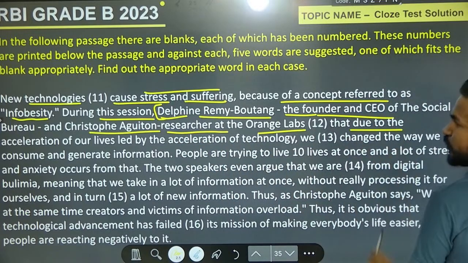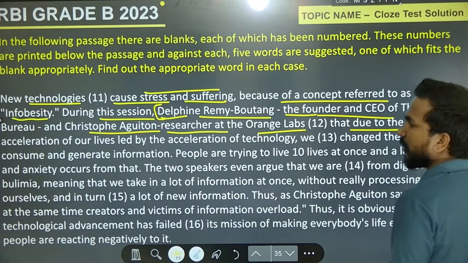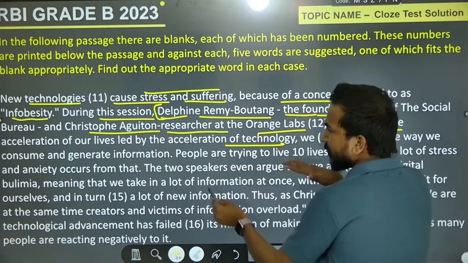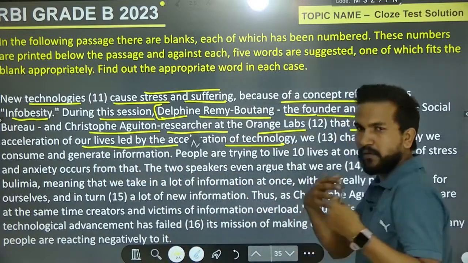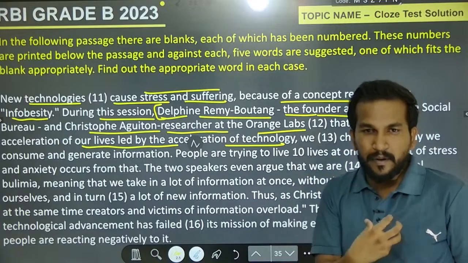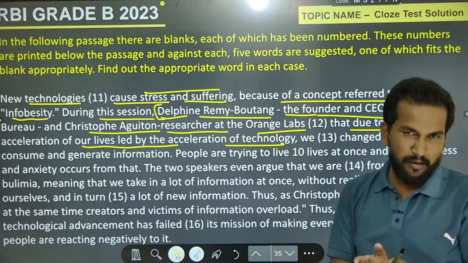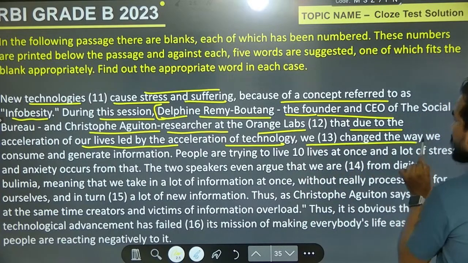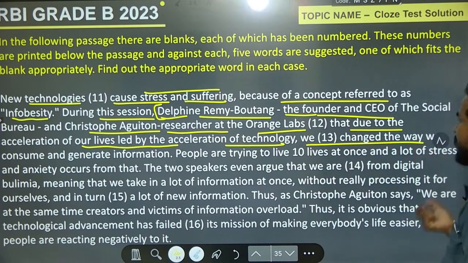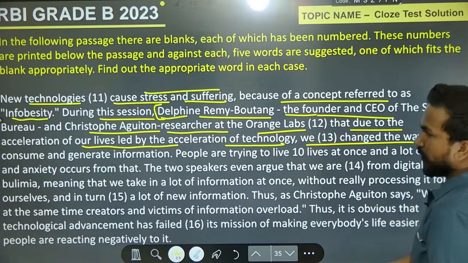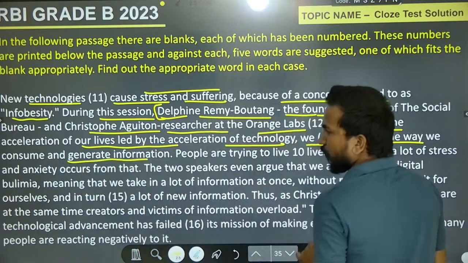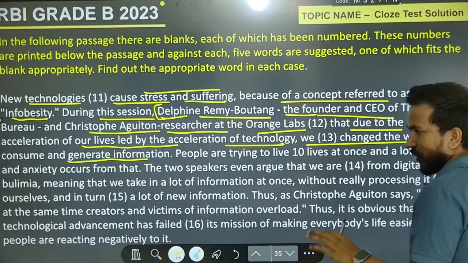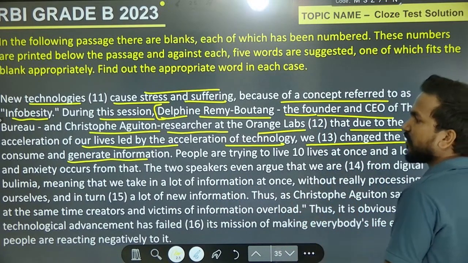Blank, that due to the acceleration of our lives led by the acceleration of technology. Okay, what they are talking about? They are talking about the acceleration of our life. The acceleration of life definitely depends on the acceleration of technology. So what it must be? We blank change the way we consume and generate information. Okay, we are having a lot of information. How can we consume and generate the information?